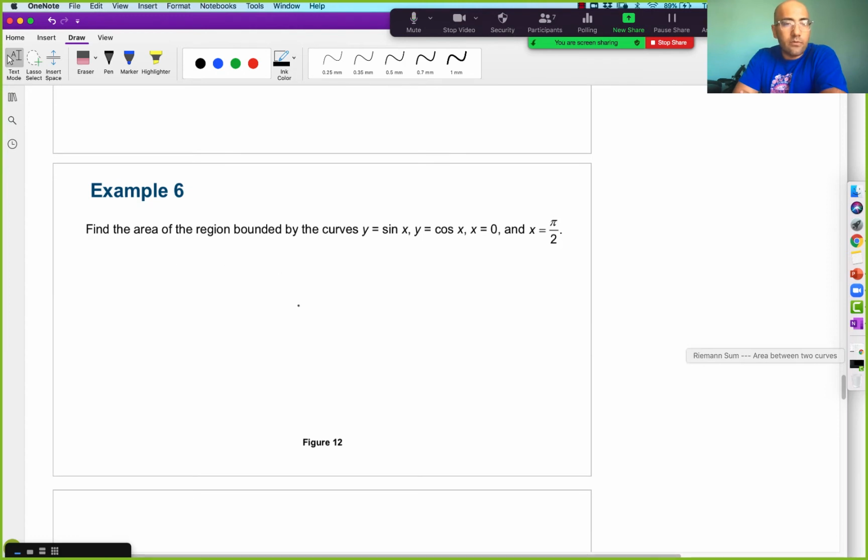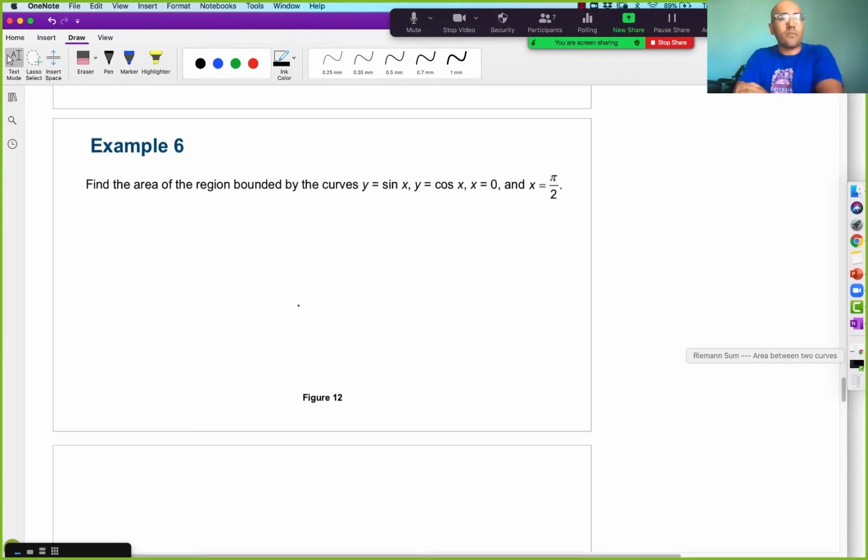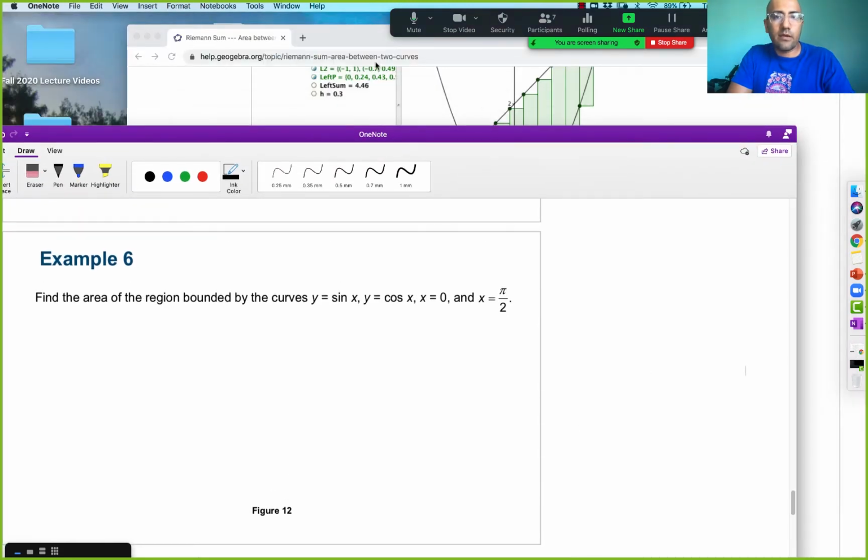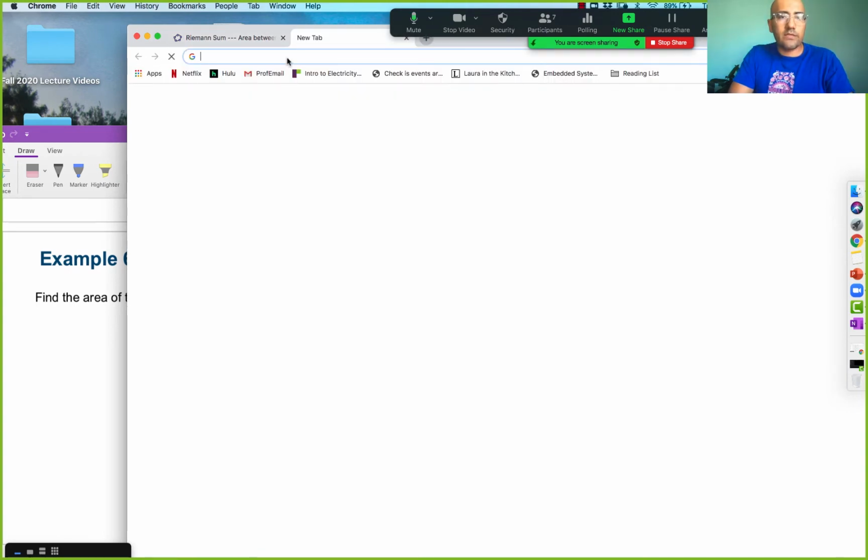So let's look at this problem, this application. Find the area of the region bounded by the curves y equals sine x and y equals cosine x on the domain as x goes from 0 to pi over 2. Right, so this is a nice straightforward one, and let's just use technology because I will absolutely butcher this no matter what happens. Okay, so let's go to Desmos.